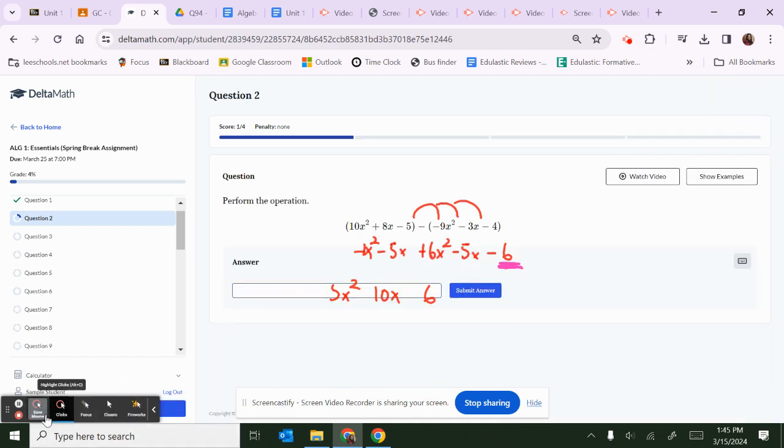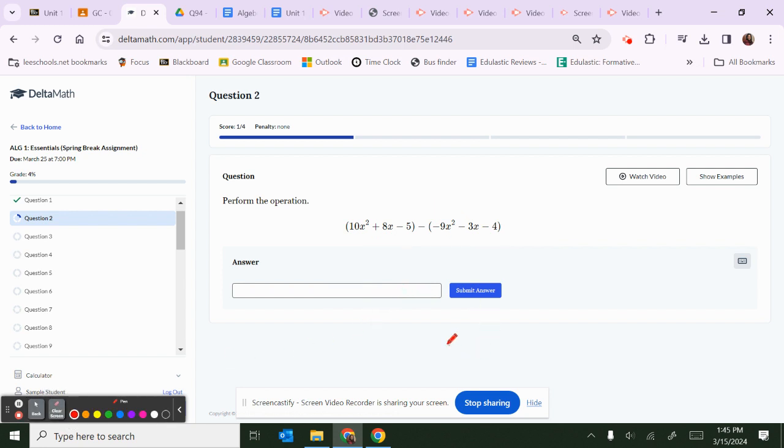For this one, guys, let me clear our screen. For this problem, we see again another negative sign right here, so I assume it's a negative 1. Distribute. Negative 1 times negative 9x squared is positive 9x squared. Negative 1 times negative 3x is positive 3x. Negative 1 times negative 4 is positive 4. As you see, all the signs changed, but the numbers stayed the same. All of these stay the same, because you're assuming that in front of here is a positive 1, and when you distribute that positive 1, they all stay the same.